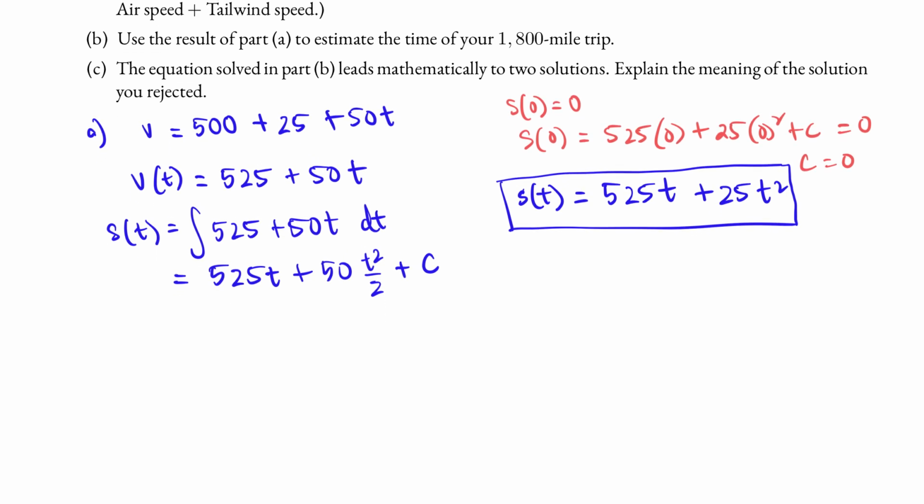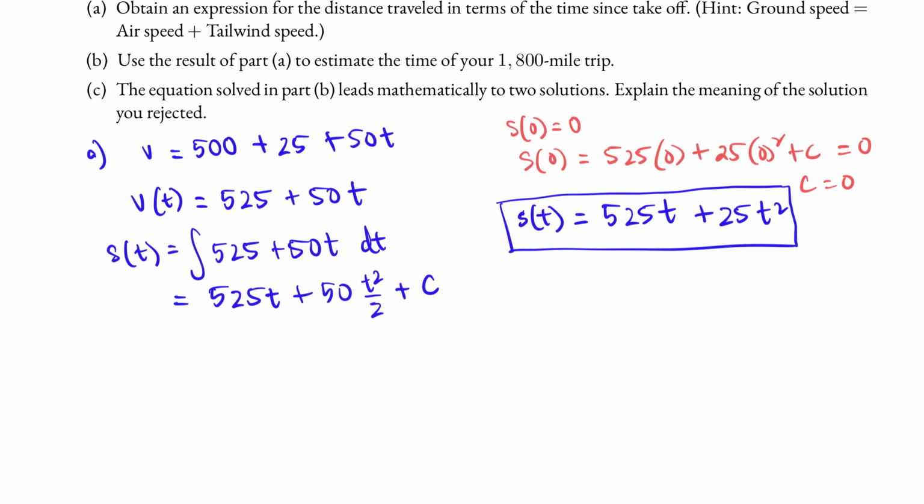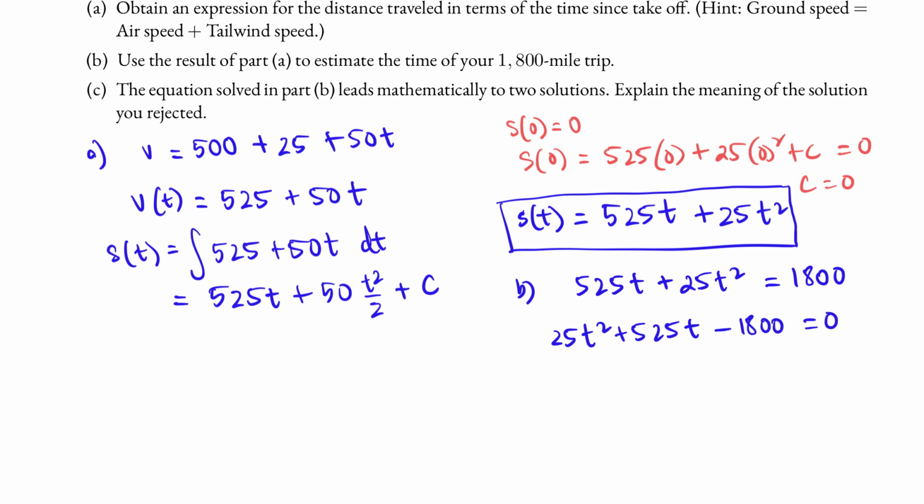Use the result of part A to estimate the time of your 1800-mile trip. To do that, we simply set 525t plus 25t squared, which is the distance, equal to 1800. This is a quadratic equation, so we rewrite it as 25t squared plus 525t minus 1800 equals 0. And then we will use the quadratic formula to solve for t. A is 25, B is 525, and C is negative 1800.